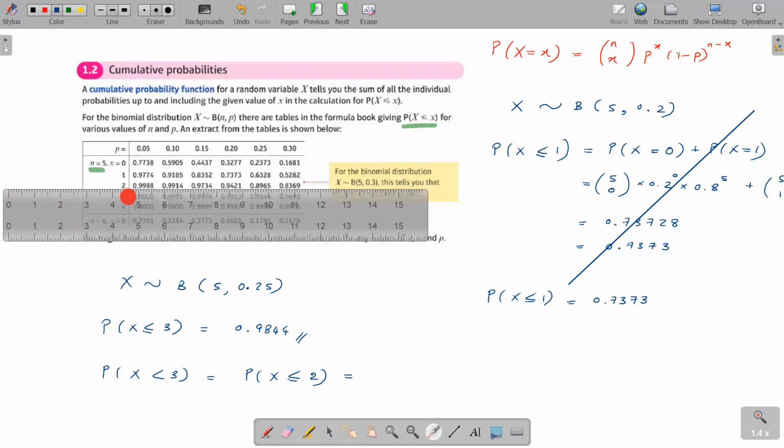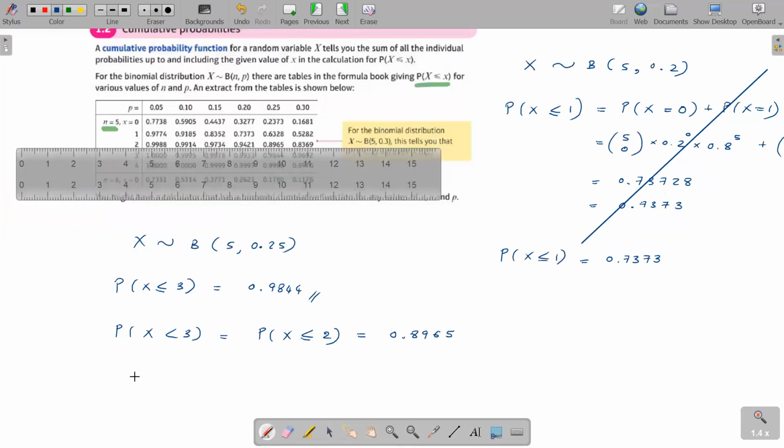Guys, are you with me? Simple x is equal to 2 and the probability value 0.25. So what's the answer? 0.8965. Guys, are you with me? Is this clear? Let's do another one.